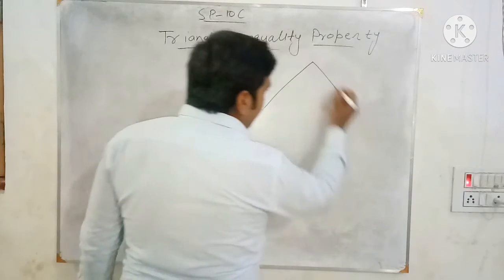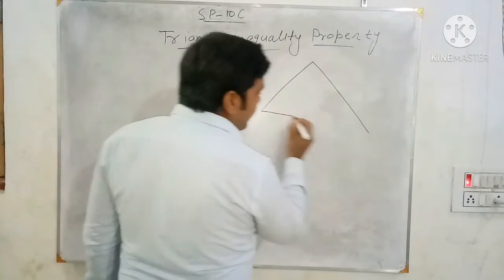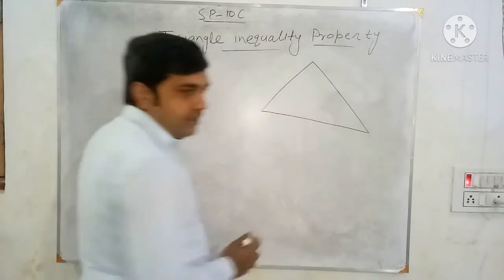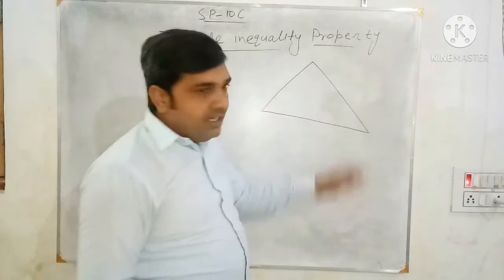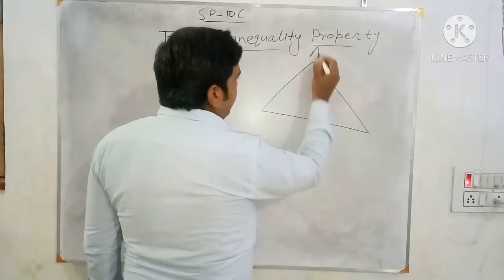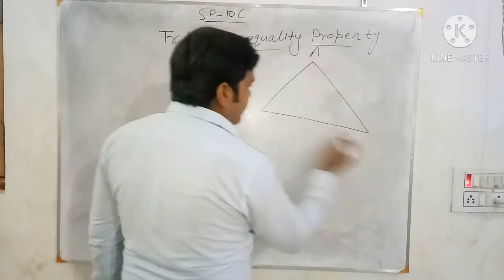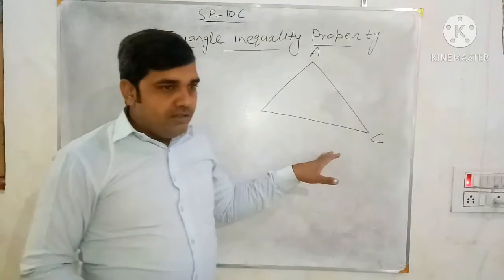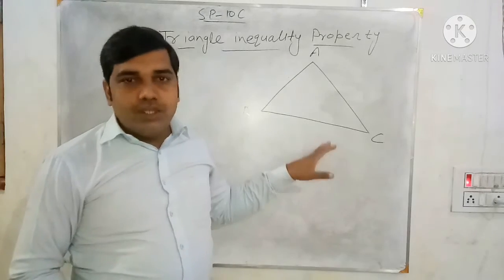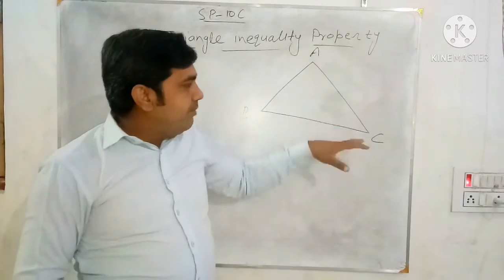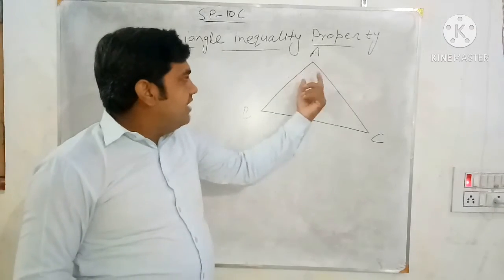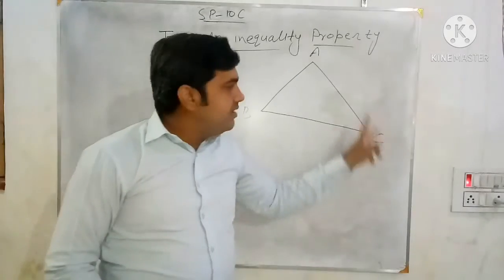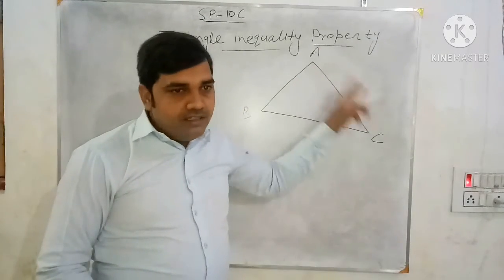Suppose this is a triangle. What is a triangle? A triangle is a closed plane figure which is bounded by three line segments. This is triangle ABC. The first line segment is AB, the second is BC, and the third is AC. There are three line segments.